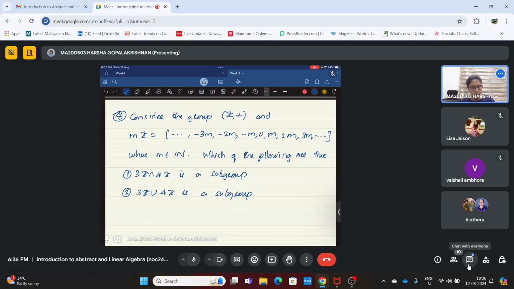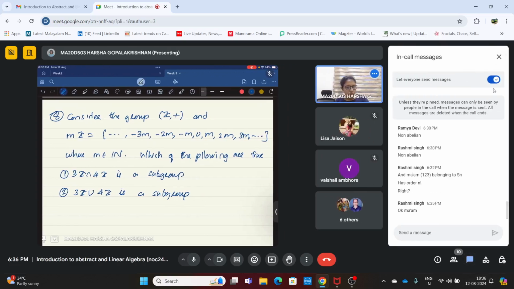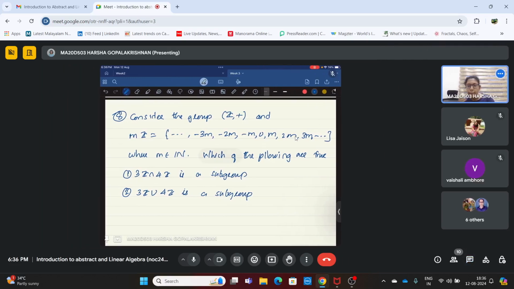Question. Z plus is the group of integers, and mZ is the set of all multiples of m. Maybe you can check whether this is a group or not. Obviously it is a group, you already know that. For a given m in N, which of the following are true?